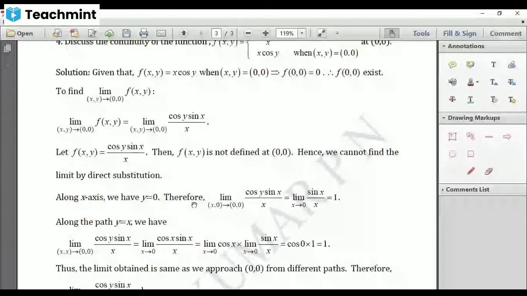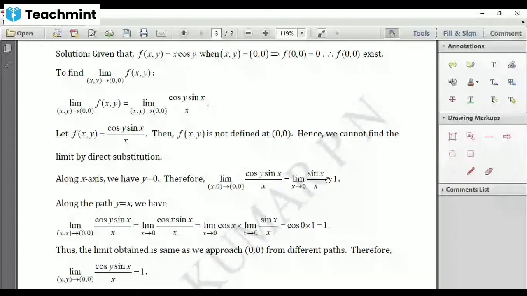Therefore, the limit as (x,0) goes to (0,0) of cos y into sin x by x. But your y is 0, so if you put 0, cos 0 is 1. So simply you'll get the limit as x tends to 0 of sin x by x, which is a standard result. And we know that the value of this is equal to 1. The limit as theta tends to 0 of sin theta by theta is 1. So we got the limit for this.